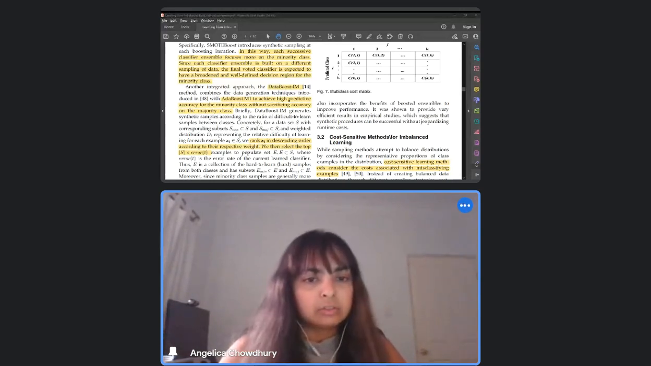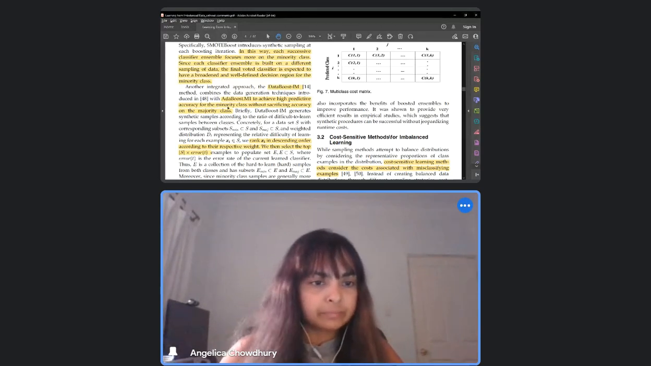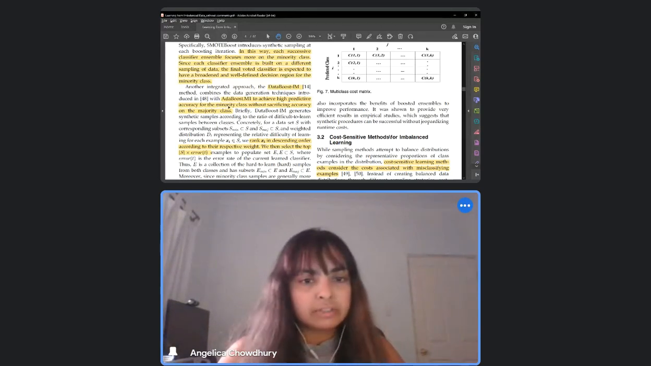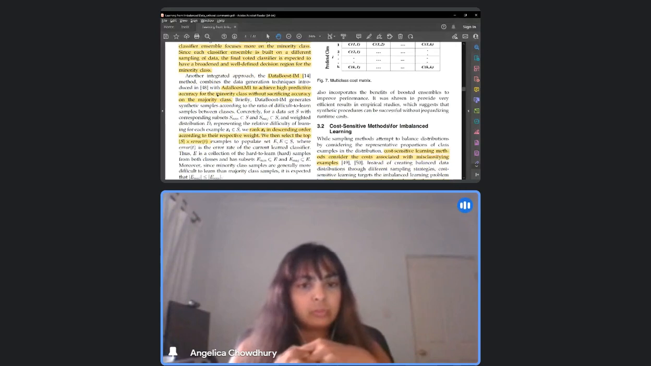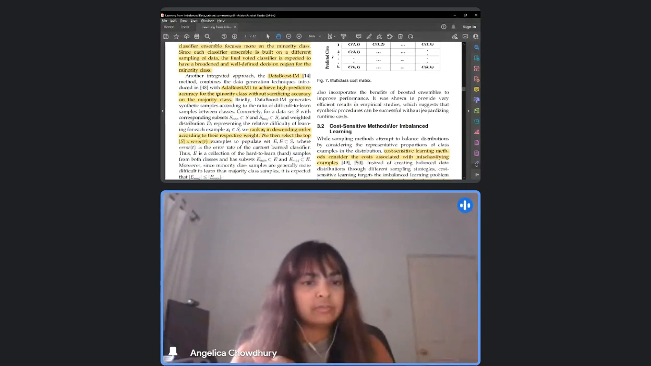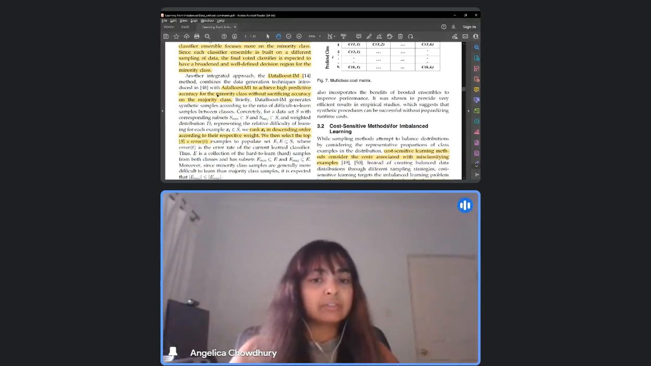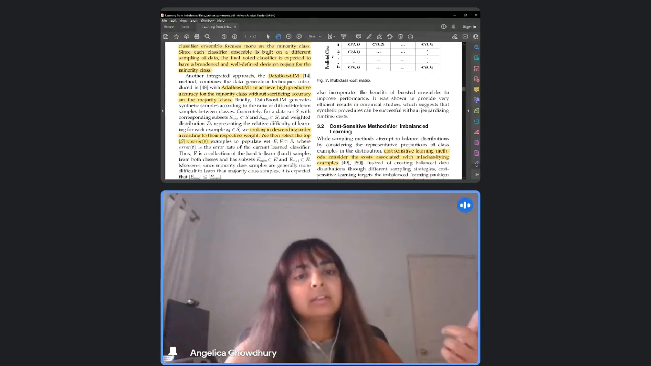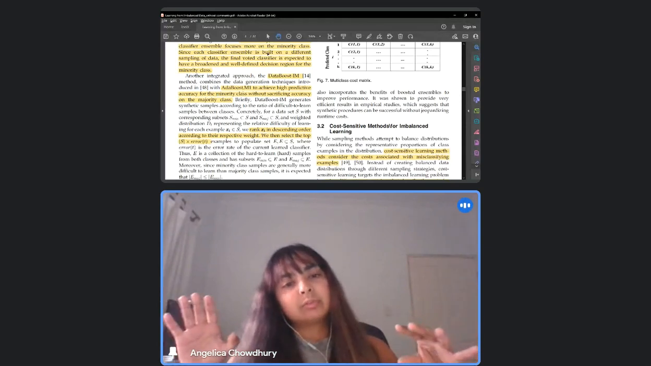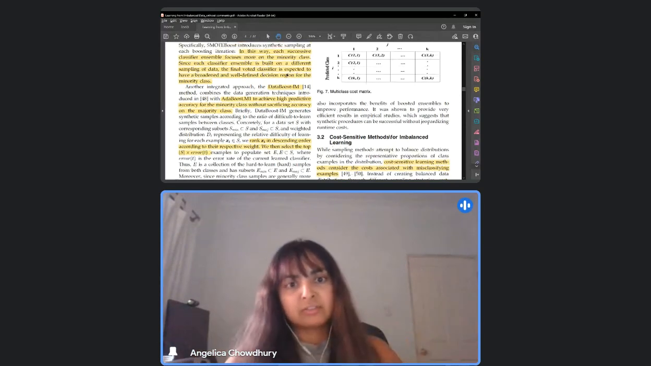Okay, cool. So DataBoost-IM. What it's doing is applying a technique from adaptive boosting to achieve high predictive accuracy for the minority class without sacrificing the accuracy on the majority class. So the difference between this and the previous one is that it focuses on getting the minority class right.